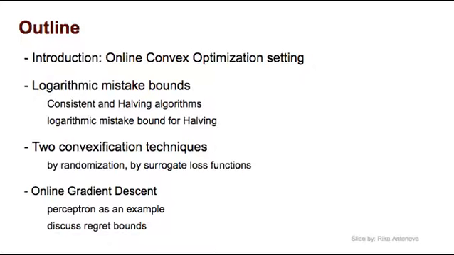One is called randomization and the other one is called surrogate loss function. Finally, I will be talking about online gradient descent method, and I will be showing a demo of the perceptron implementation as an example and show the regret bound or the bound of the number of errors. So let's get started.